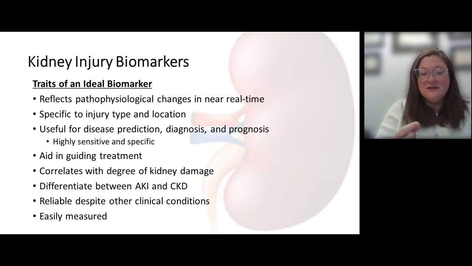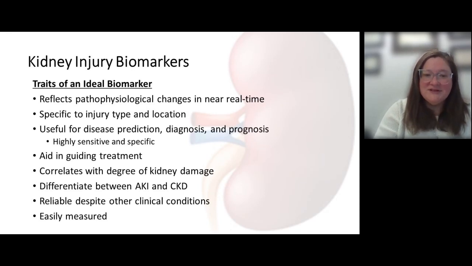As I already mentioned, it would reflect the pathophysiology changes in near real time. Seeing creatinine rise 24 hours after an injury isn't ideal. We want to see something an hour to 3 or 4 hours after injury, when we can initiate treatment and maybe reverse some of that kidney damage. We want them to be specific to the type of injury and the location within the nephron of that injury. They ideally would be useful for disease prediction, disease diagnosis, and disease prognosis. For each of those, you'd want a high sensitivity and specificity. Could use them to aid in guiding treatment.